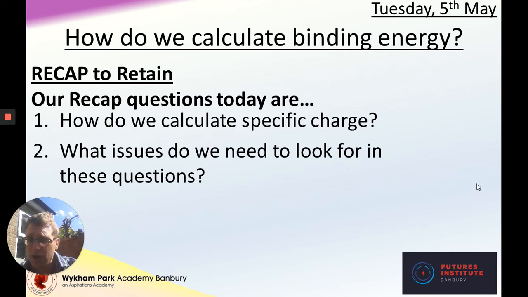So we're looking at calculating binding energy of a nucleon today. As a build up towards that, two questions. One is about specific charge. And when you're working out specific charge, what problems are there in those kind of questions?